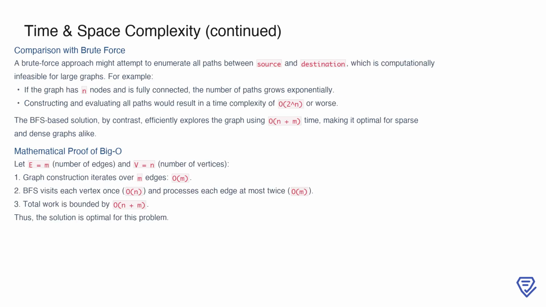Finally, let's compare this BFS-based approach to a brute force method. A brute force algorithm might attempt to enumerate all possible paths between the source and destination. While feasible for small graphs, this becomes computationally infeasible for larger graphs. For example, in a fully connected graph with n nodes, the number of potential paths grows exponentially, leading to a time complexity of O(2^n), or worse.